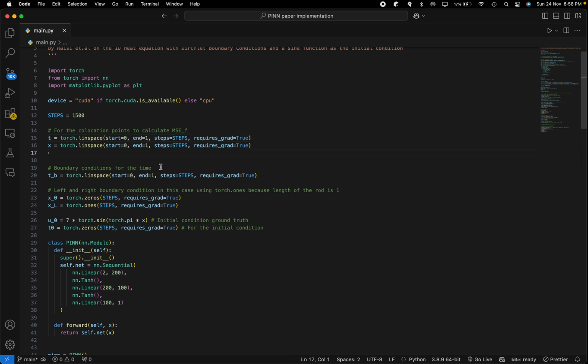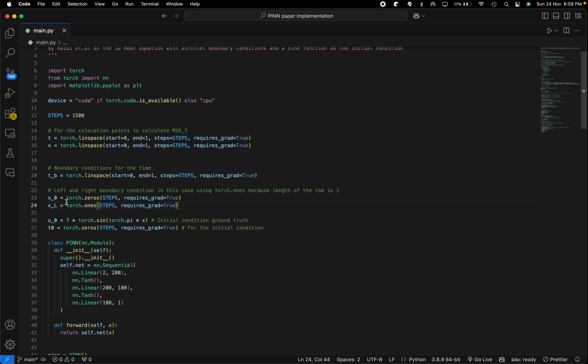So I set t and x, and then boundary conditions for the time. For the boundary conditions for the time, I don't even know why I did it. It's literally the same thing. You start at 0, you end at 1, you have these many steps, requires grad is true. This is redundant code, I don't need that. And then left and right boundary conditions. In this case, I'm using torch.ones.